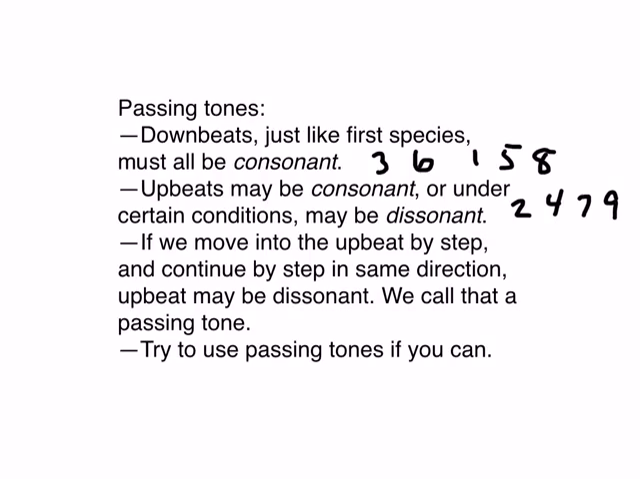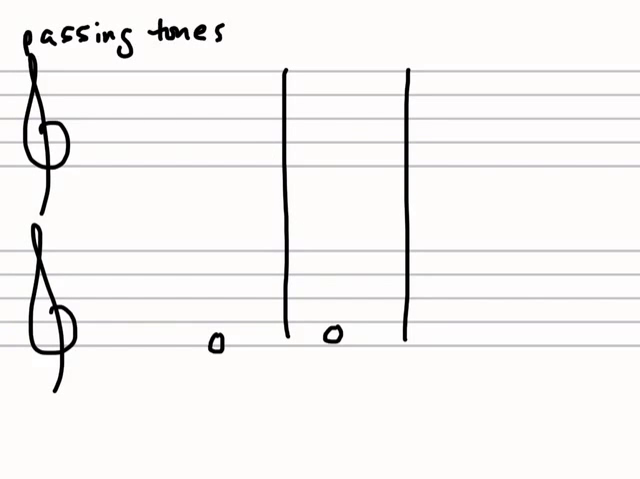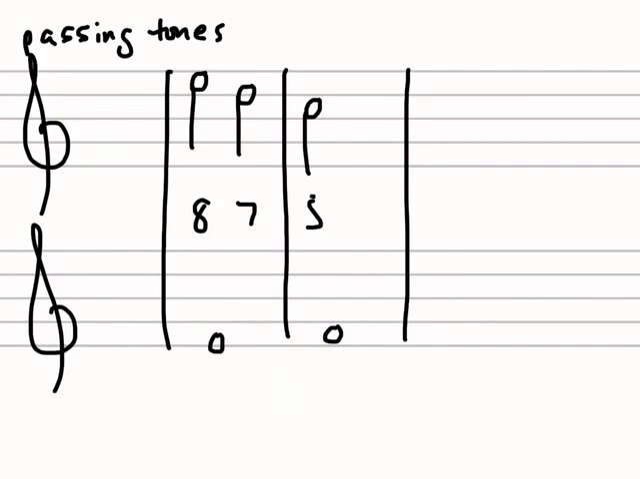Let me show you an example. So let's say we have two measures of a cantus. We have an E and we have an F. And suppose we are starting the measure on an octave. If I want to, I can go down by step. That's a dissonance, a seventh. But if I can resolve it to a consonance, then I can use this, the passing tone.